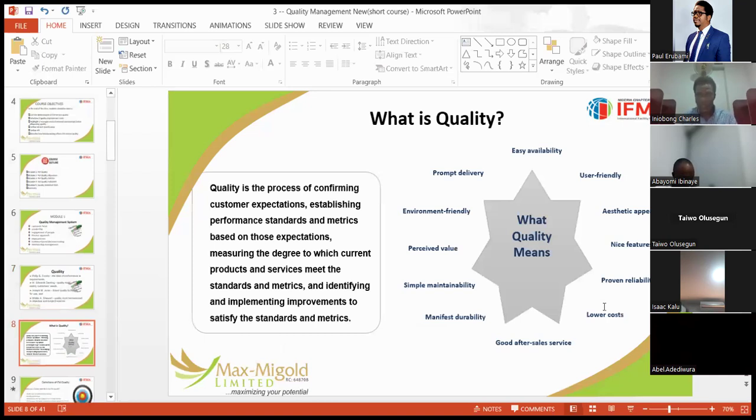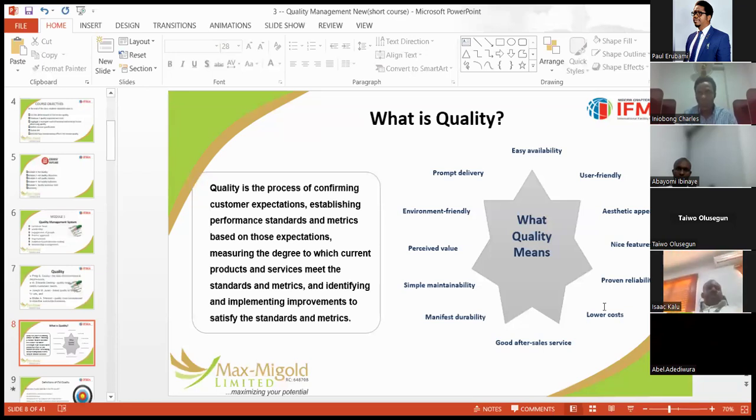Now, what is quality? Quality can be easy availability. If a client just wants that what he needs must be available, that is quality. For example, power supply. I don't have to come to my house and be afraid that maybe by 9 p.m. there will be power cuts.